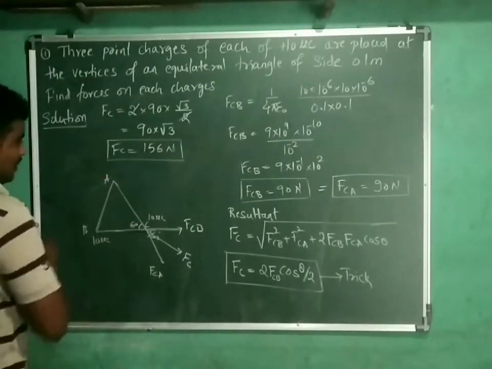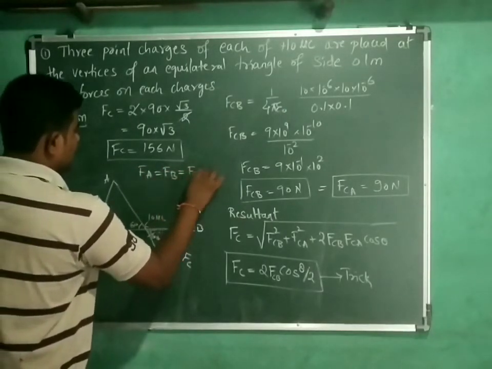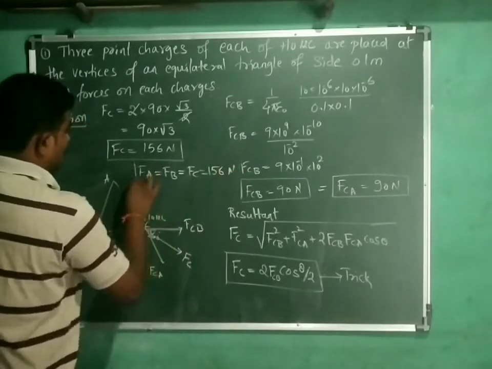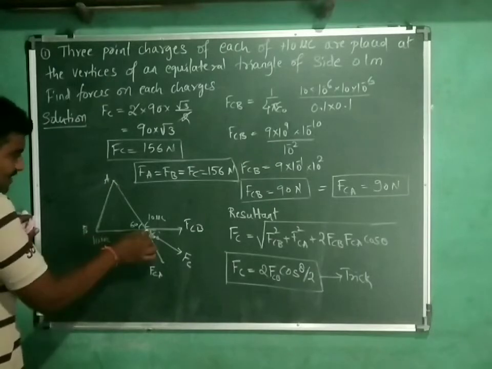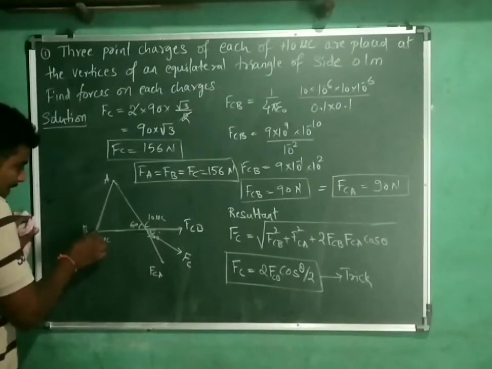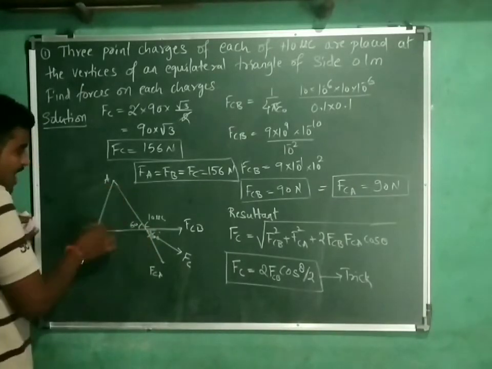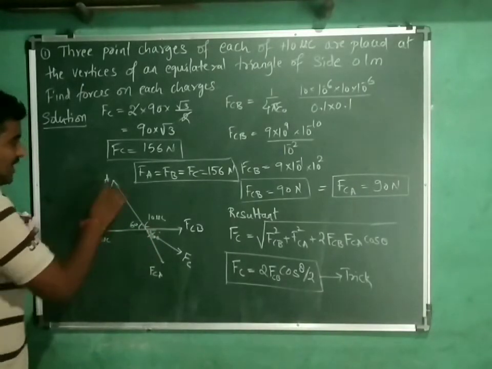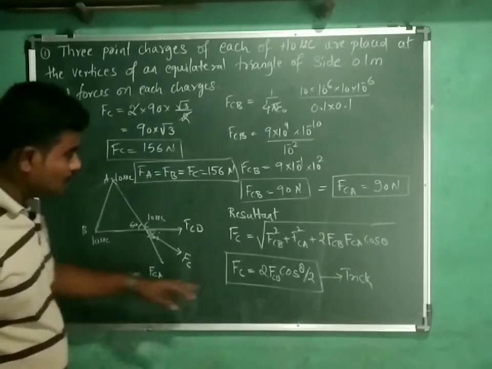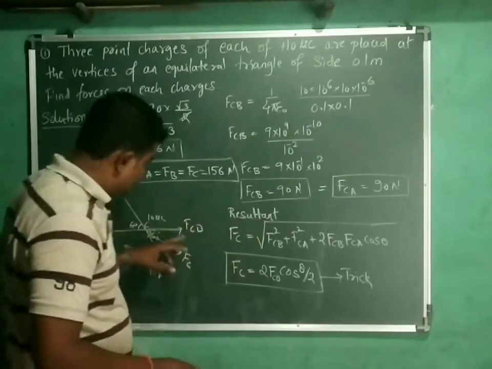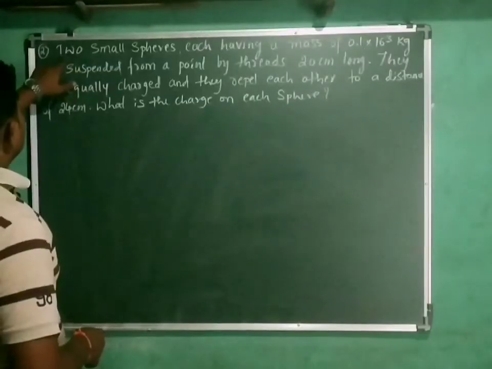So this was A actually. And remember, FA is equal to FB is equal to FC is equal to 156 Newton. It means the force on this charge due to B and C, or force on B charge due to A and C, or force on C charge due to A and B are the same, because all the charges have the same magnitude, that is 10 microcoulomb. And you can use this trick when the magnitudes of components are equal. This is the second numerical.